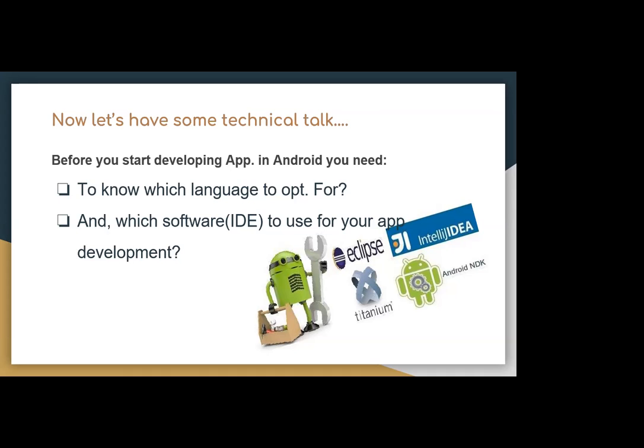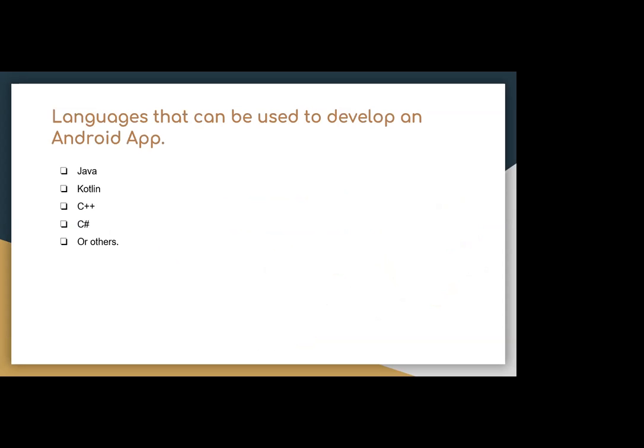So here are some languages in which you can develop your application. The standard language obviously is Java, in which the whole Android world is running, or in which most of the Android applications that you are seeing are developed. It's actually the standard language.